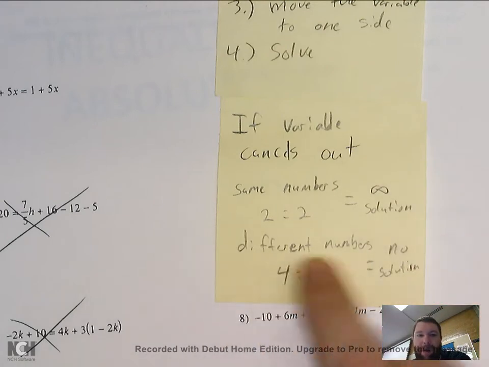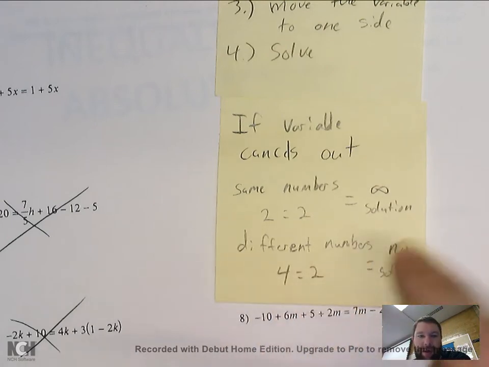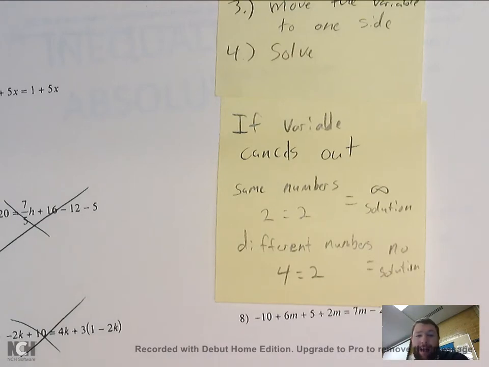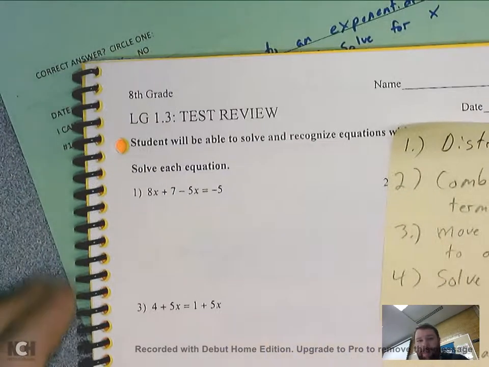If you have 2 different numbers after the variable cancels out, that's a no solution. No matter what you plug into the variable, it'll never work. It's not possible. It is a no solution problem. Okay, so let's go through and do some examples here.